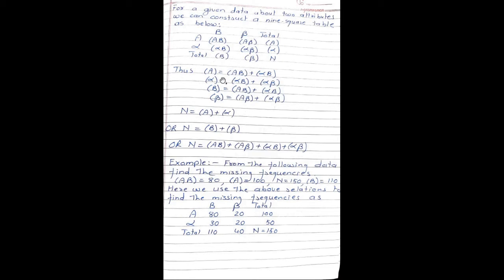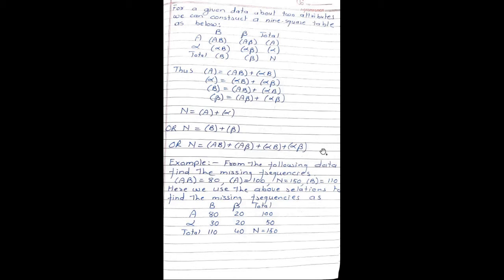So A can be written as AB plus A beta. Alpha can be written as alpha B plus alpha beta. B, the formula becomes AB plus alpha B. And for beta, A beta plus alpha beta. So we can say that n is equal to A plus alpha, or n is equal to B plus beta, or n can be written as AB plus A beta plus alpha B plus alpha beta.